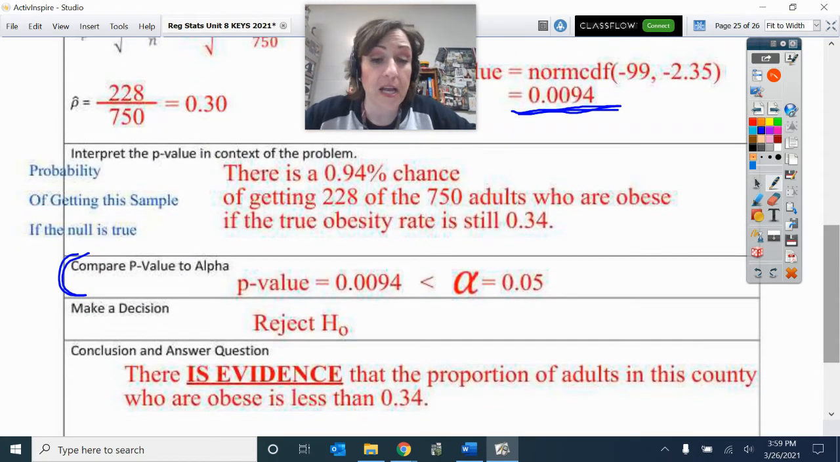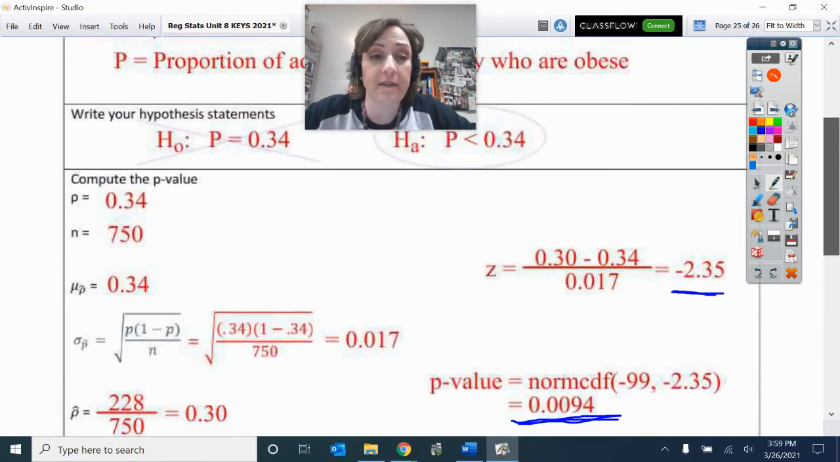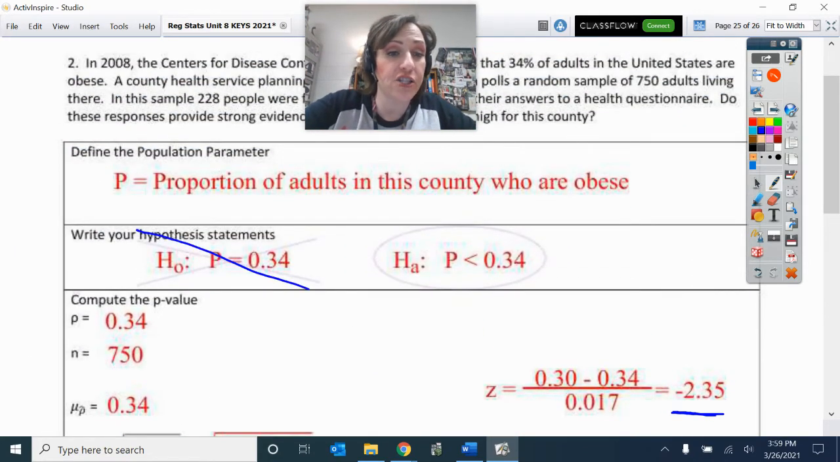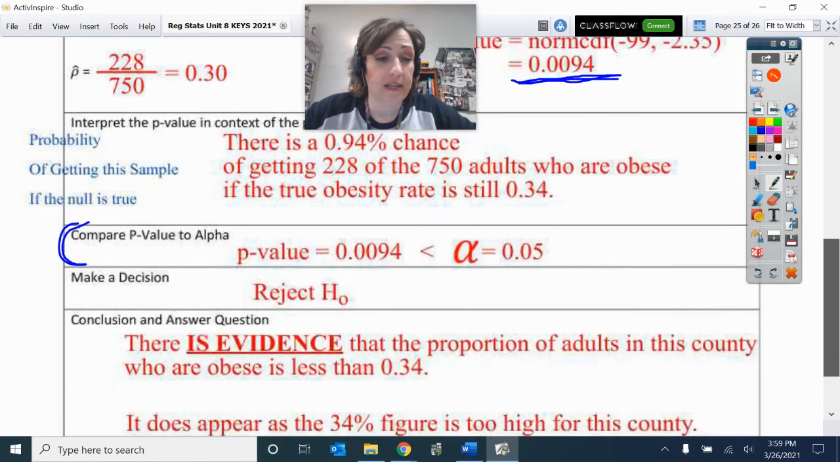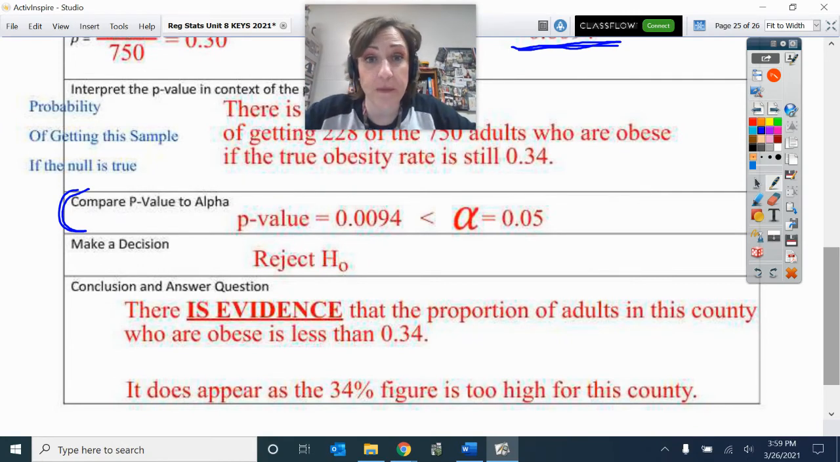So that p-value is low, so I'm going to reject H0. If I reject H0, there is evidence of HA. So there is evidence that the proportion of adults in this county who are obese is less than 0.34. Good job, county. It does appear as though the 34% figure is too high for this county. So I specifically answered that question.